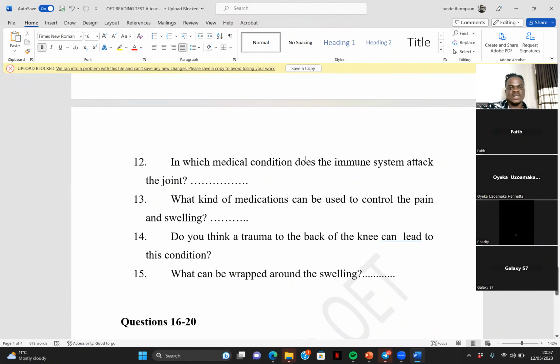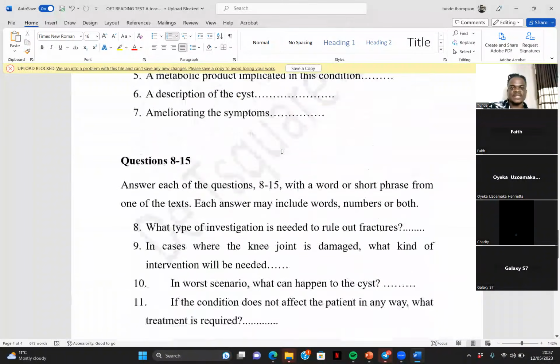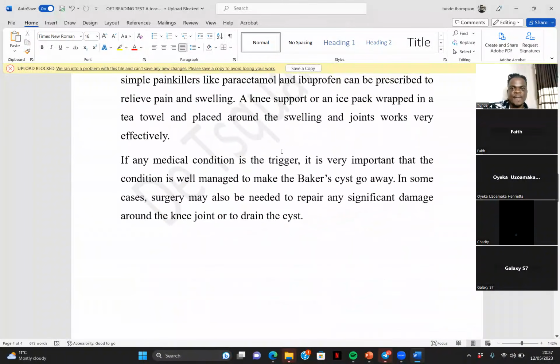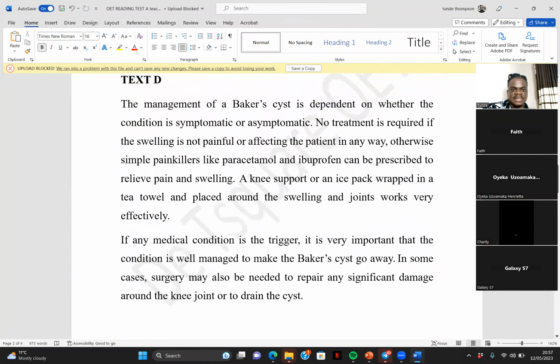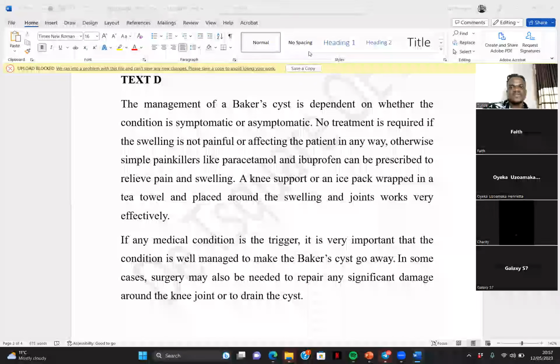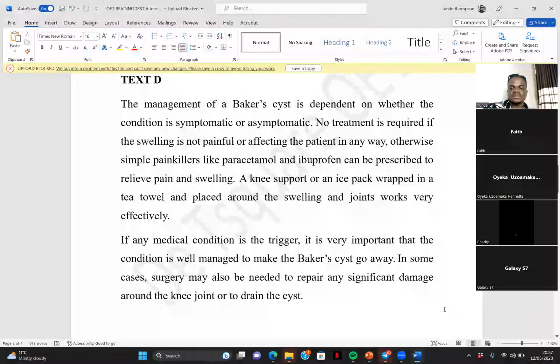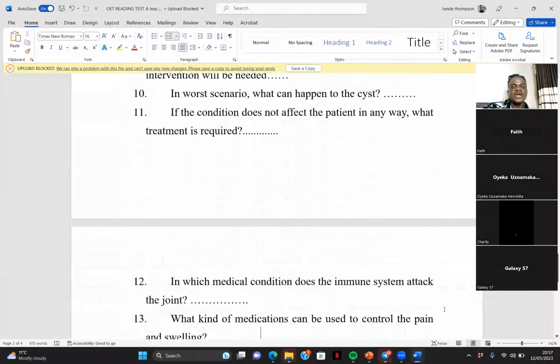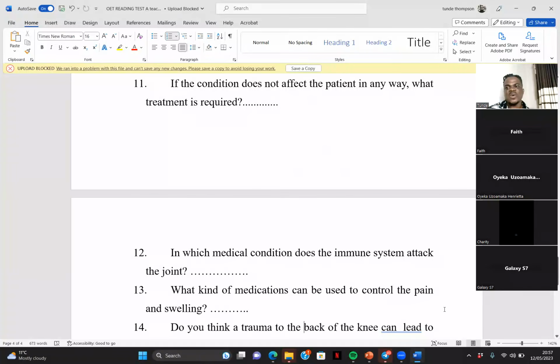But the answer is actually in text D, where they talked about the treatment, where they conservatively talk about managing it, isn't it? Where they say a knee support or an ice pack wrapped in a tea towel and placed around the swelling and the joint works very effectively. Works very effectively. So an ice pack can be wrapped around the swelling.